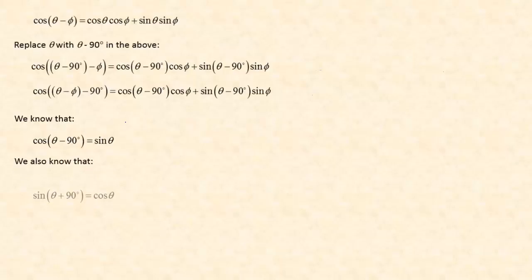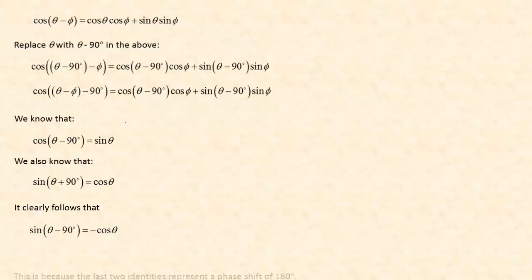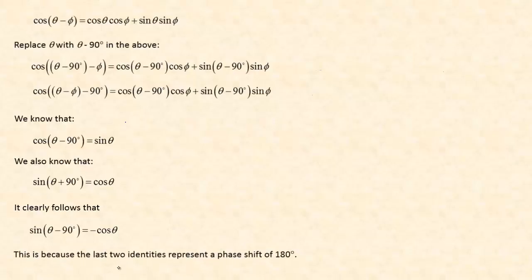We also know that sine of theta plus 90 degrees is cos theta. Now it clearly follows from that one that sine of theta minus 90 would be negative cos theta. Just think about the fact that from here to here we've actually translated horizontally by pi radians, or 180 degrees. So the last 2 identities represent a phase shift of 180 degrees, going from this one to this one. So just think about cos theta being moved 180 degrees. It clearly gives you negative cos theta.